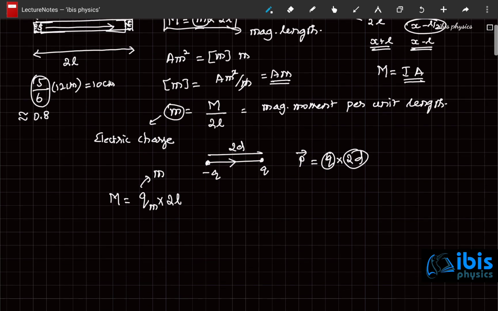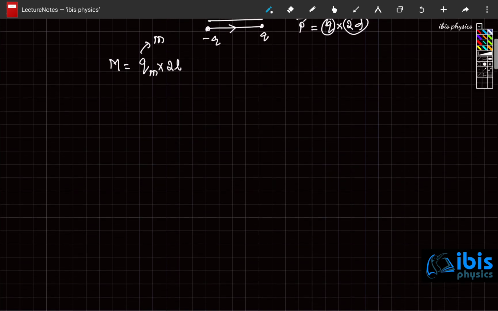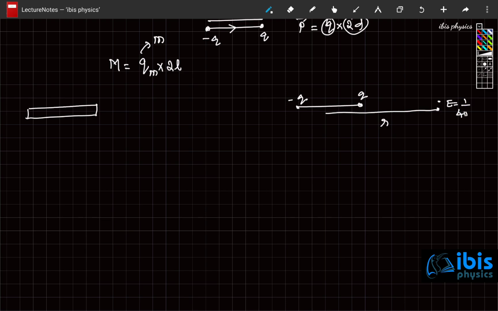The other one, the magnetic moment of a bar magnet. Suppose you have a bar magnet and you have an electric dipole, minus q and plus q. At a distance r from the center, at a point on its axis, the electric field is equal to 1 by 4 pi epsilon naught into 2p divided by r cube, where p is the electric dipole moment.